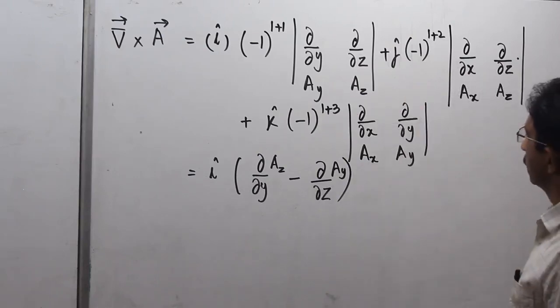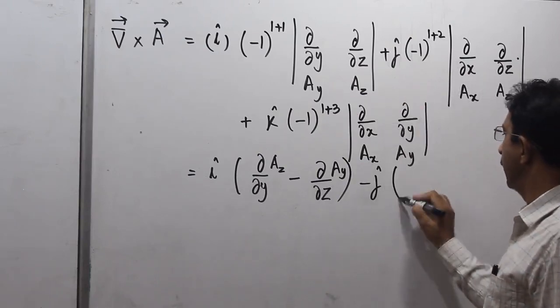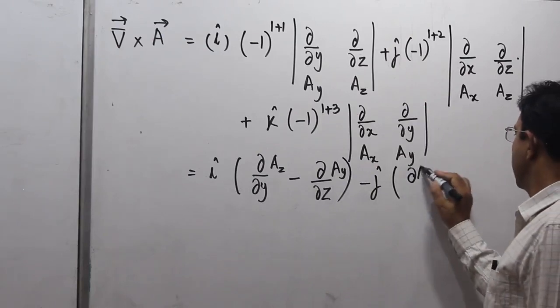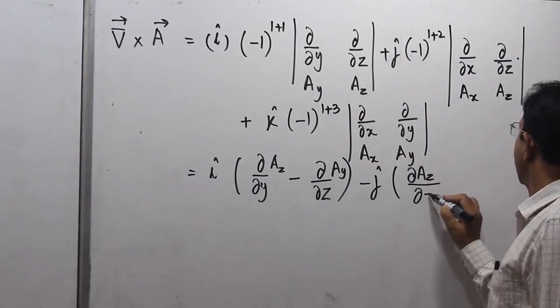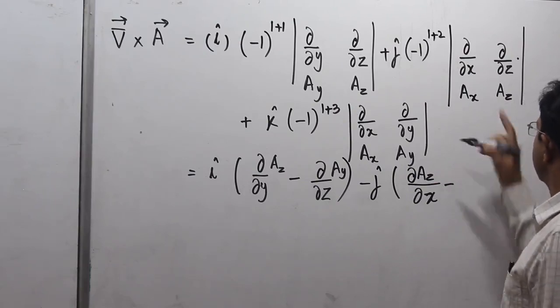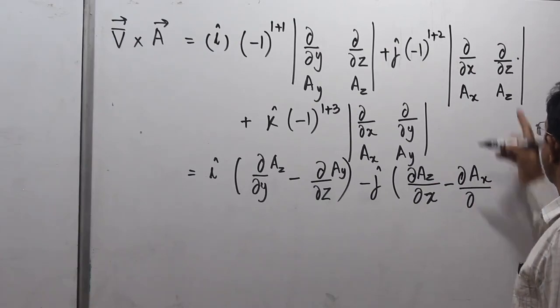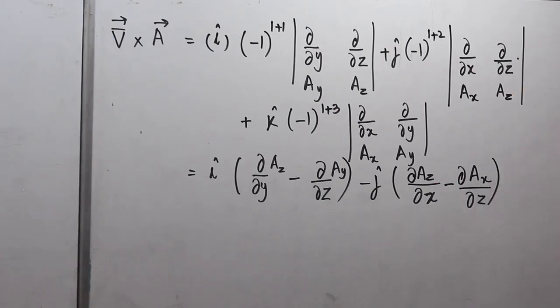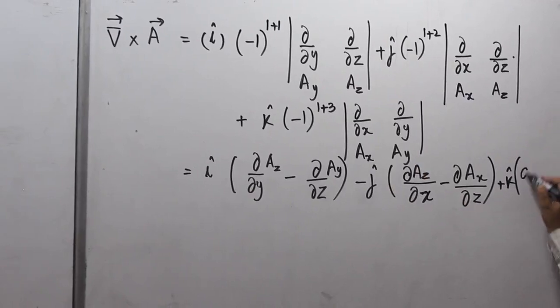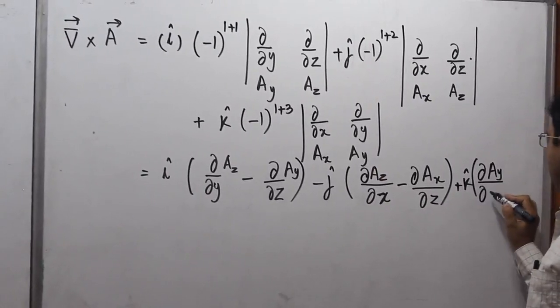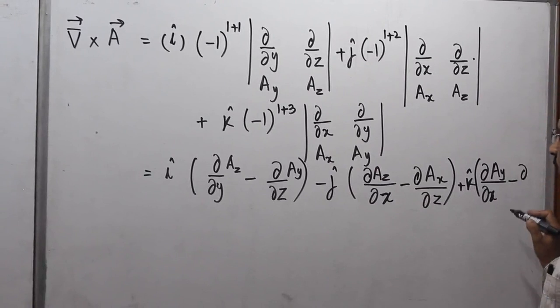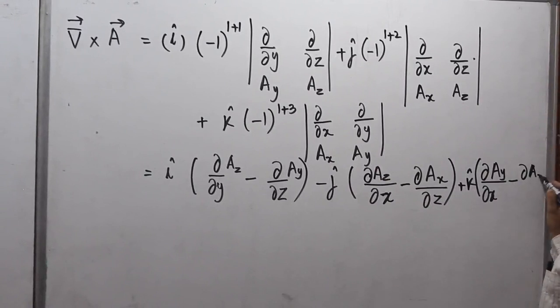Similarly, you can go to the next. So this will become minus j cap into, so that would be az minus. Here it will be again plus, so it is plus k cap into, so this should be, so this is the result.